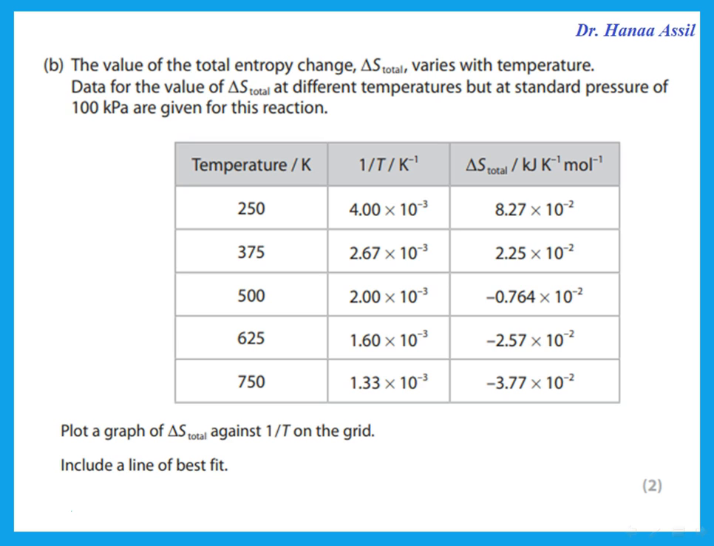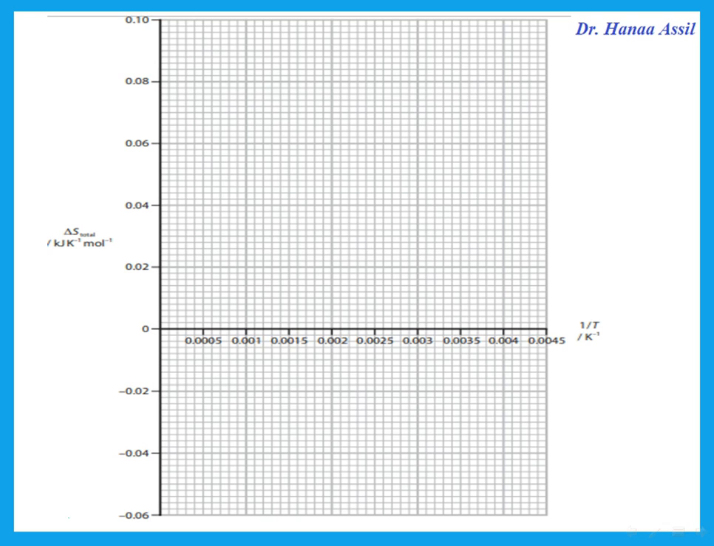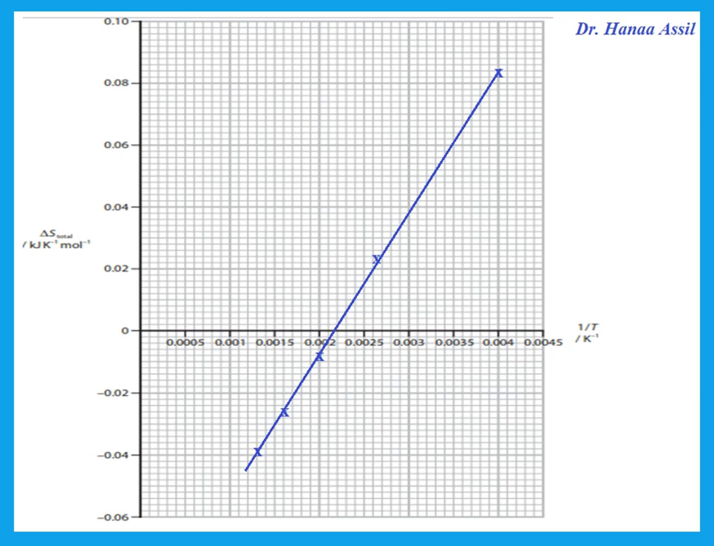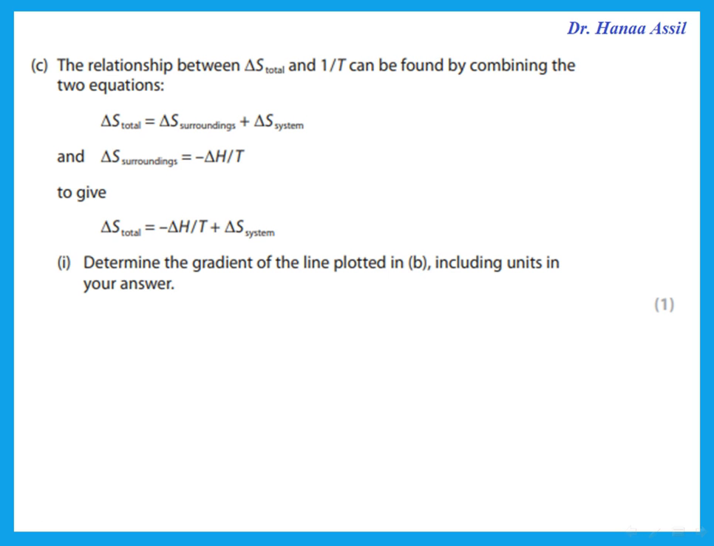The value of the total entropy change varies with temperature. He gives me a table of 1 over T and the delta S total at each temperature. Plot a graph of delta S total against 1 over T and include a line of best fit. So he gives you this. You should be able to plot the readings and draw a line of best fit between the points.